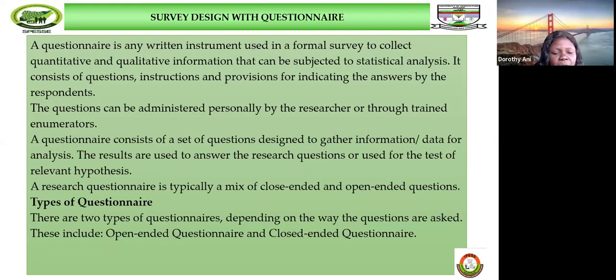But if you employ enumerators that you trained, you don't just see somebody and say, please help me and administer this. You must pass them through training so that they will know what actually you want from the questionnaire. I hope that is clear. So a research questionnaire is typically a mix of close-ended and open-ended questions.